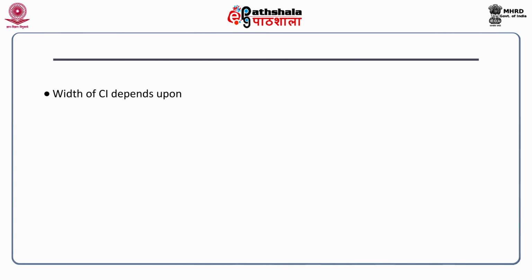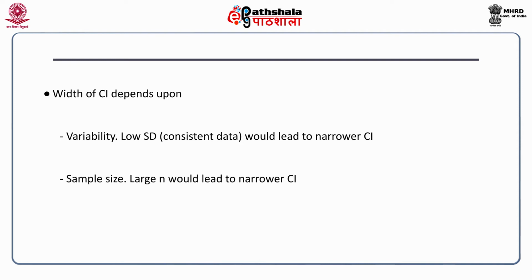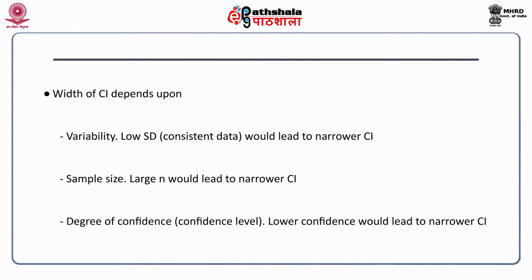The width of the CI depends upon the variability. Low standard deviation, or consistent data, would lead to a narrower CI. A large sample size n would lead to a narrower CI. Degree of confidence, that is the confidence level: lower confidence would lead to a narrower CI. It's the same thing as the standard error of the mean. As I told you, the confidence of SEM is very low, around 60%, so that is why the SEM is a lot narrower than the 95% CI.